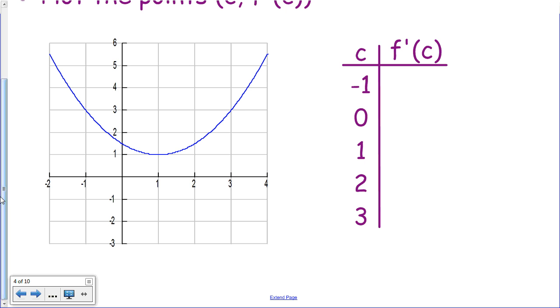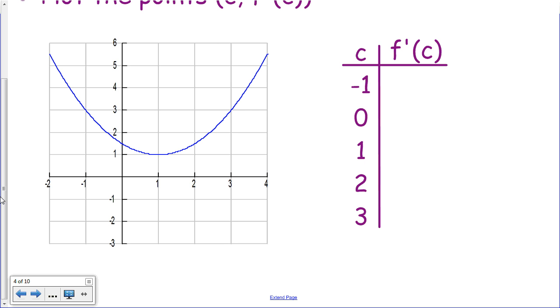Looks like a quadratic function, looks like a parabola. And let's say that we want to look at the graph and come up with a set of points that the derivative would actually go through. So I'm going to start out actually at x equals 1, just because I think it's graphically the easiest one of these to work with.